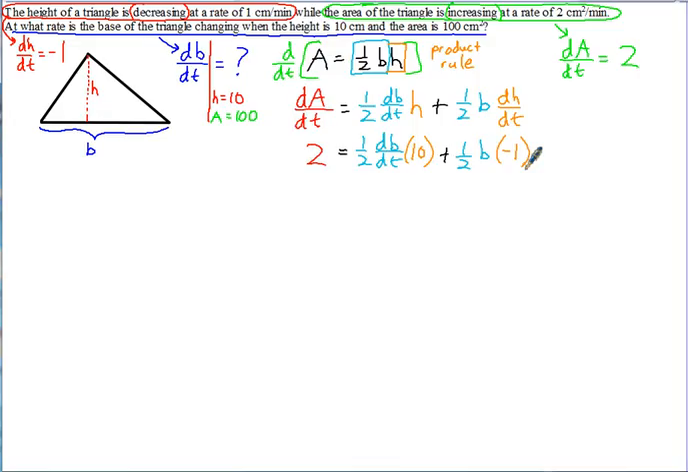Okay, so if we take a look here, we know pretty much everything we need to solve for dB/dt, except we don't know what B is, right? If we have B, then we do have everything we need to solve for dB/dt. So again, usually when you're missing a piece of information, where you go to find it is back to the original equation here. So let's see. We go back to the original equation, we know the area is 100. That equals 1/2 times the base is what we're trying to figure out, and we know the height is 10. So we can use this to solve for B.